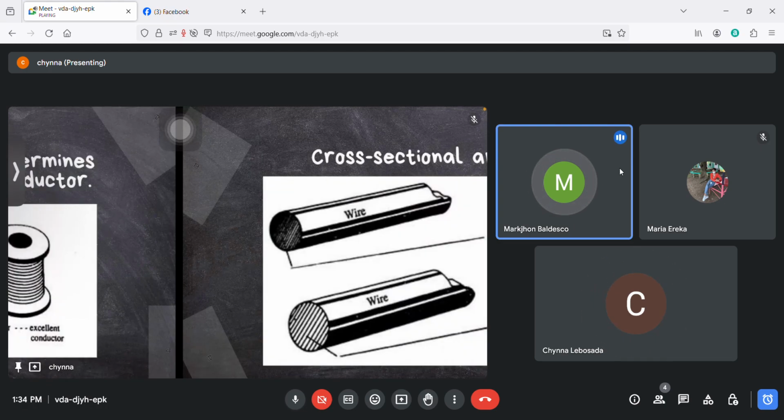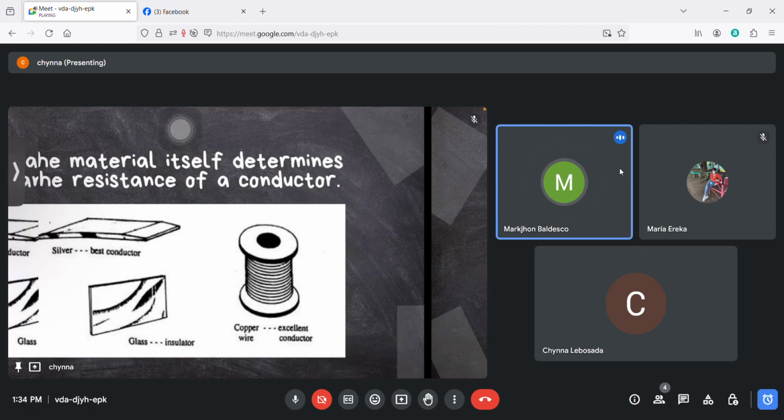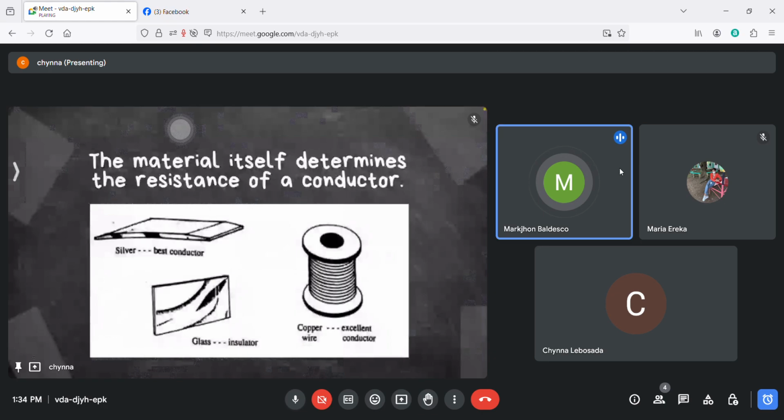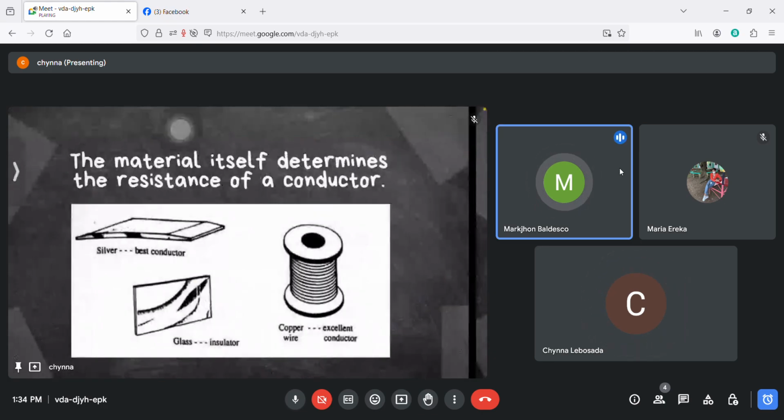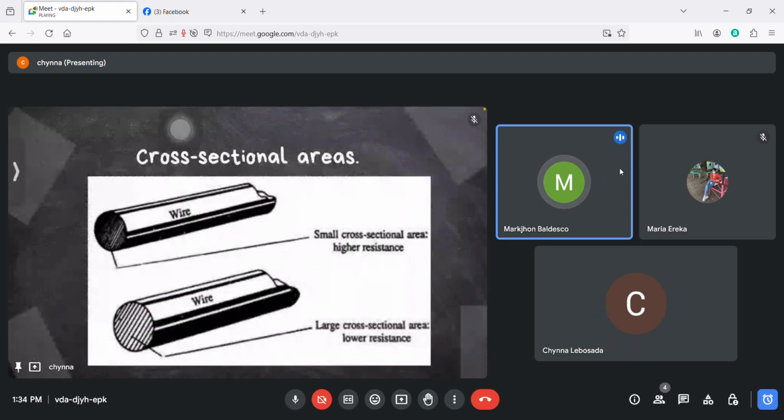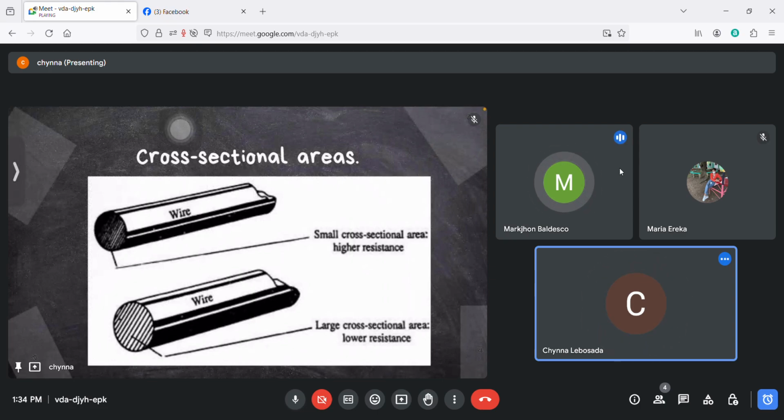Here are some examples of symbols, their names, and their specific resistance. Example number 1, Ag, which means silver. The specific resistance is 9.9. Example number 2, Cu, which means copper, and the specific resistance is 10.4. And example number 3, Au, which means gold, and the specific resistance is 14.7, and so on.